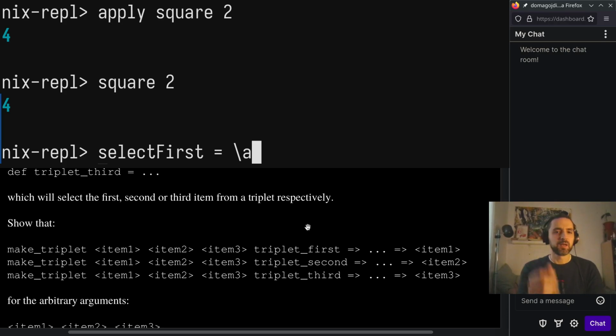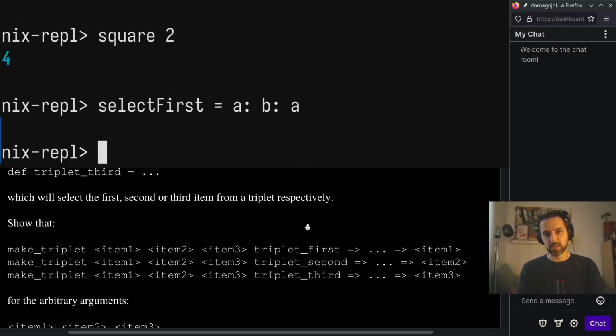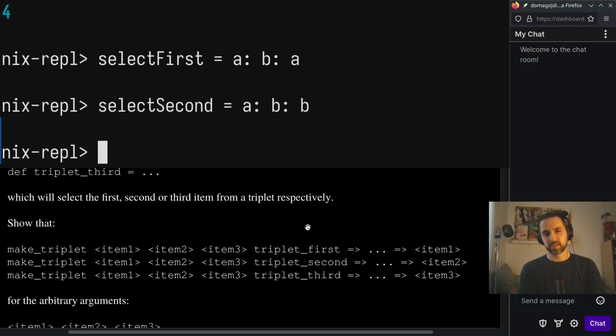Okay, so select first is lambda A. Wait, no, I'm writing now like Haskell. So lambda A and lambda B, right? So we have two lambdas, and select first will just take the first. That's our select first. And select second is lambda A, lambda B, and it takes the second thing.